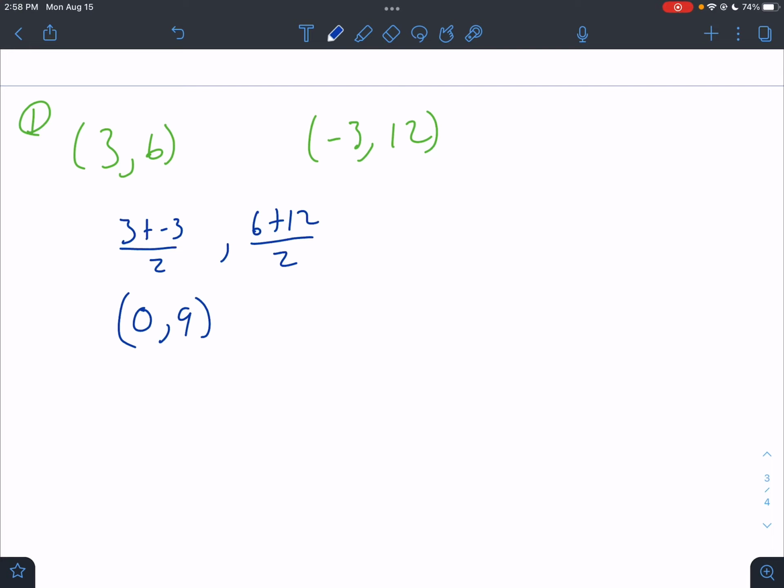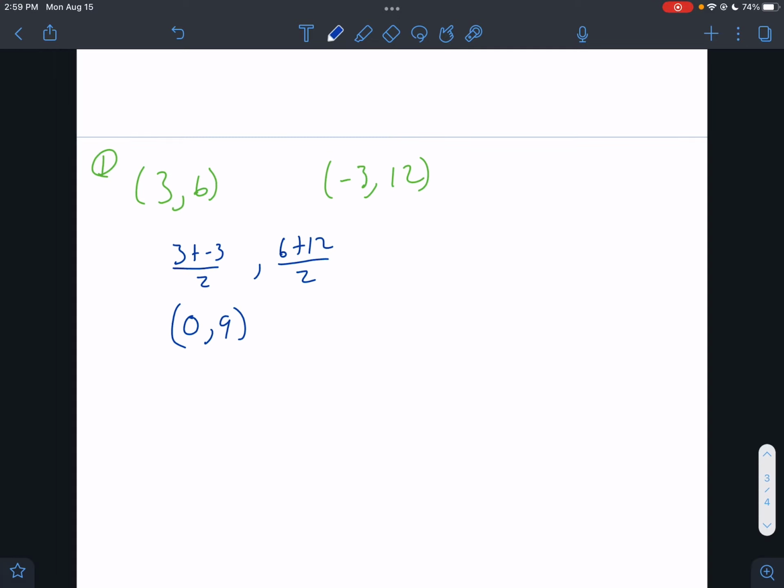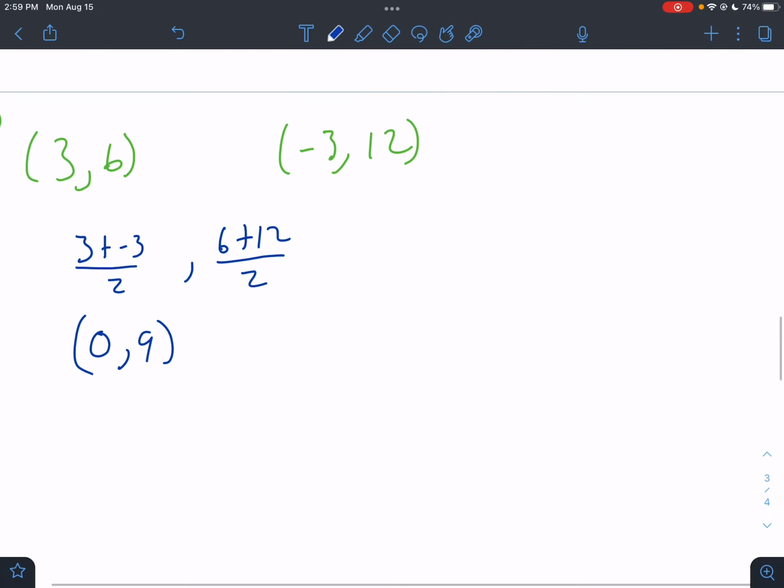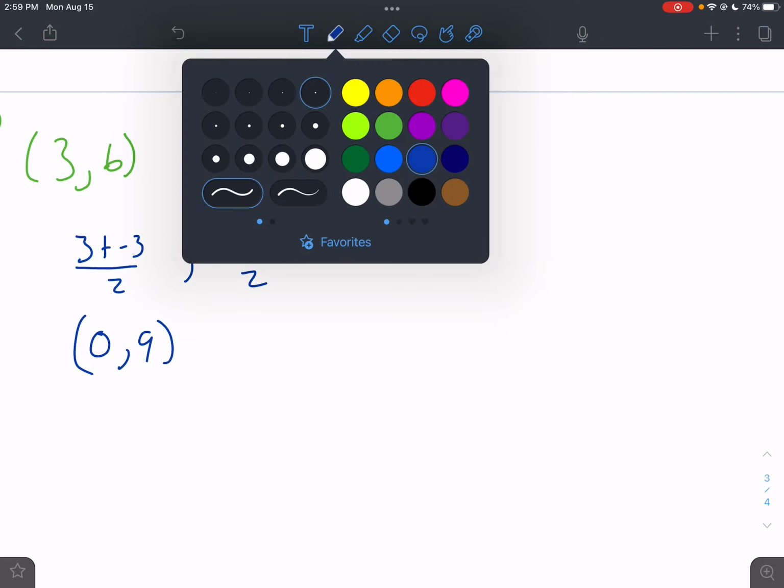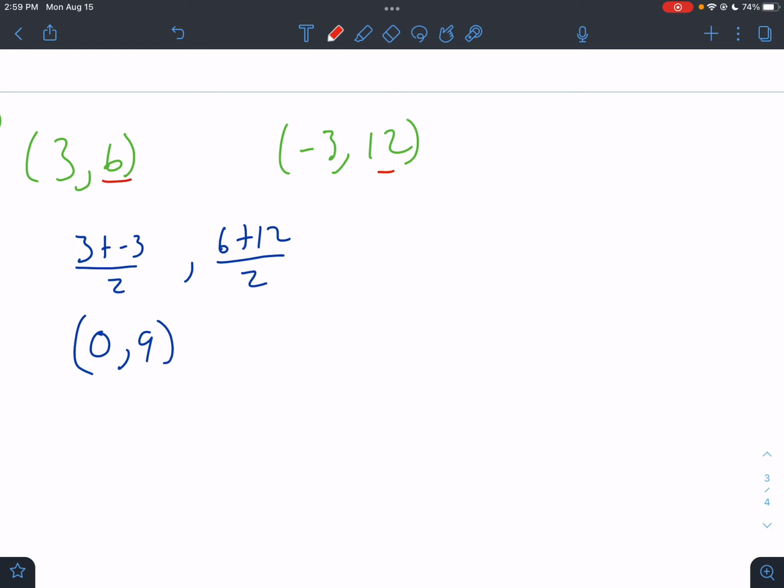Now, something people do, the number one mistake people make is because, when we did distance, we were subtracting numbers. We're figuring out how far apart they are. I see people do this. They take the 6 and the 12. I see them do 12 minus 6 divided by 2. Well, 12 minus 6 would be 6 divided by 2 is 3.